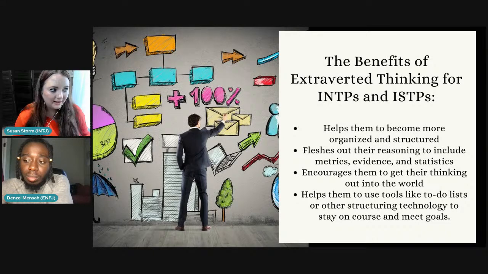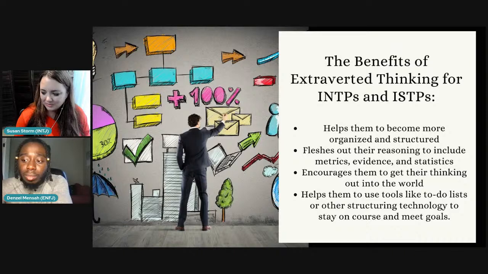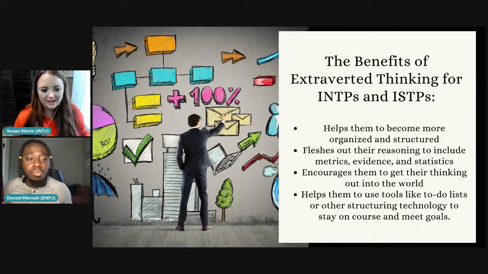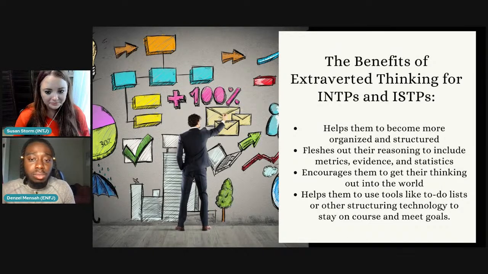Integrating it can look like stopping and saying, my desk is a mess. I'd probably have clearer thoughts, and I'd probably get this task done faster if I actually organized my desk so everything was where I needed it to be. Or it could be writing a to-do list, or having an app that reminds you of your tasks, or things like that. Things that help them stay structured and help them have their external world in more order.